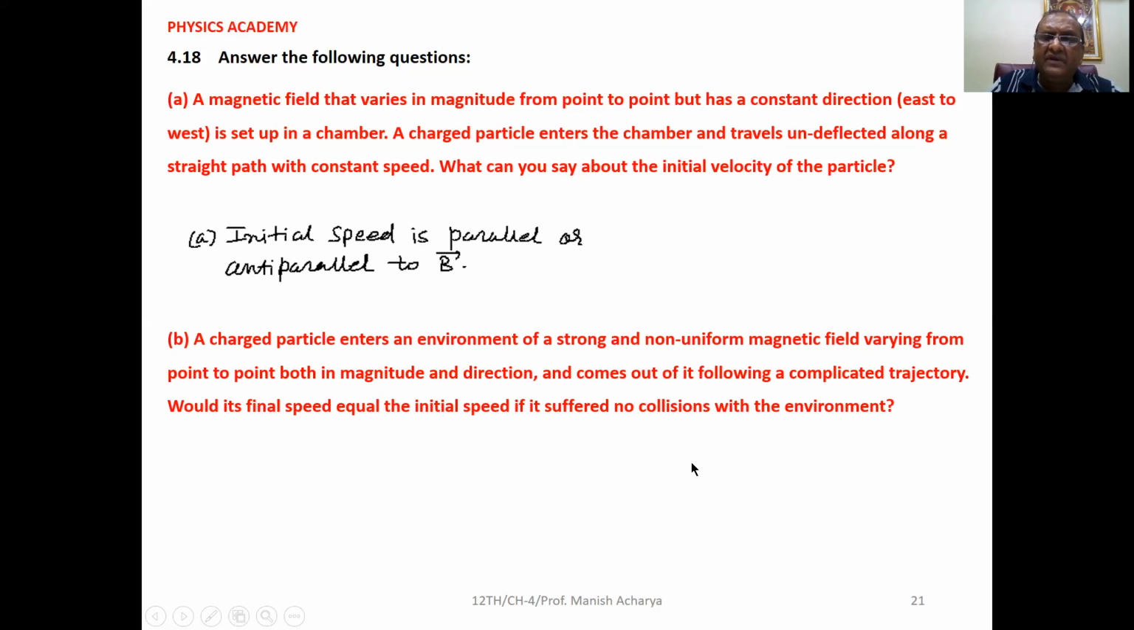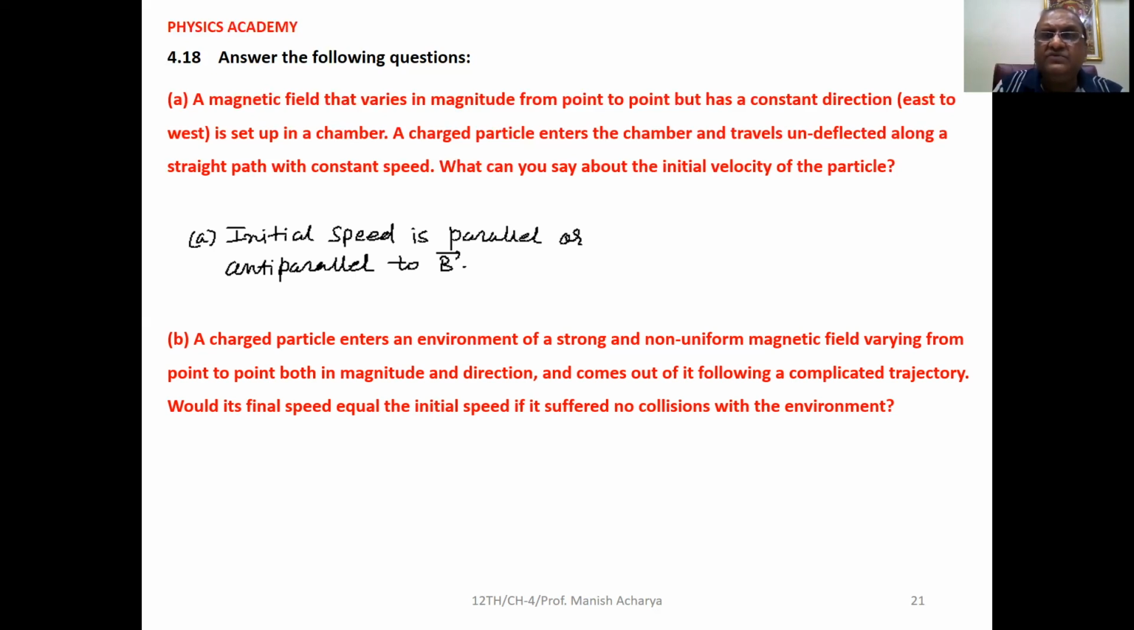Here, whether the magnetic field is uniform or non-uniform, changing from point to point in magnitude or direction or not, when any charged particle is moving in the magnetic field B with velocity V, the force which acts on the particle will always be perpendicular to V and B, because the direction of F is in the direction of V cross B. Now when the force is perpendicular to the velocity, the work done will always be 0.